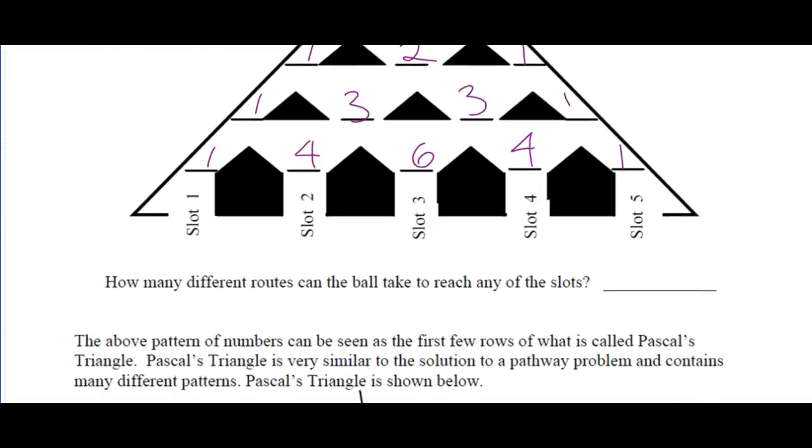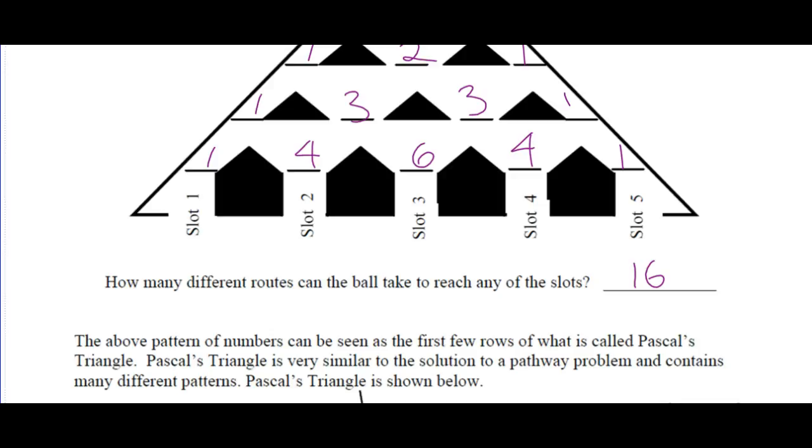So how many different routes can the ball take to reach any of the slots? And we would add this up: 1, 5, 11, 15, 16 routes. Okay, so there are 16 different routes. The above pattern of numbers can be seen as the first few rows of what's called Pascal's triangle. Pascal's triangle is very similar to the pathways. Remember we did the pathways and it was the same deal, right?